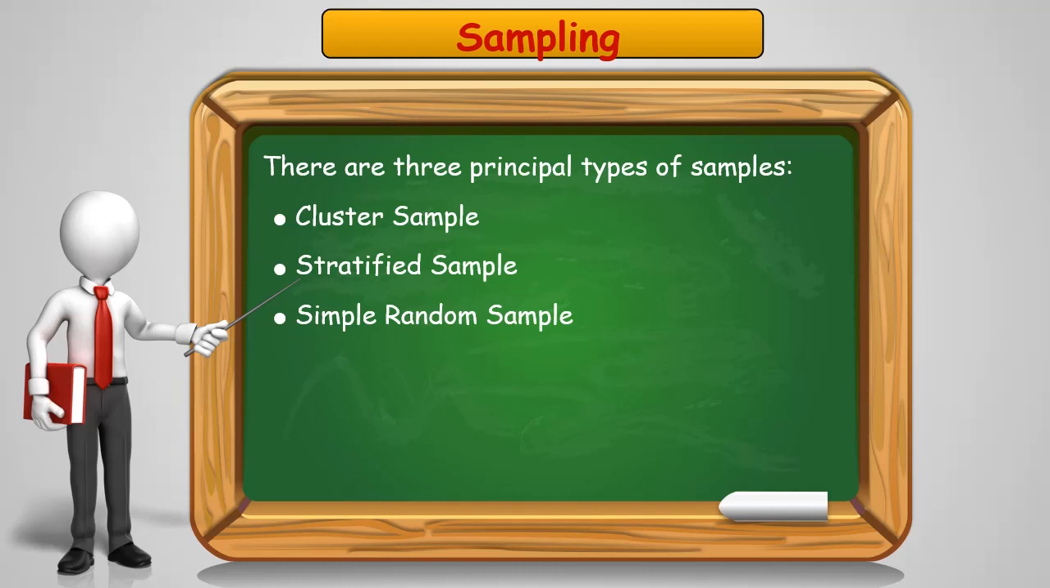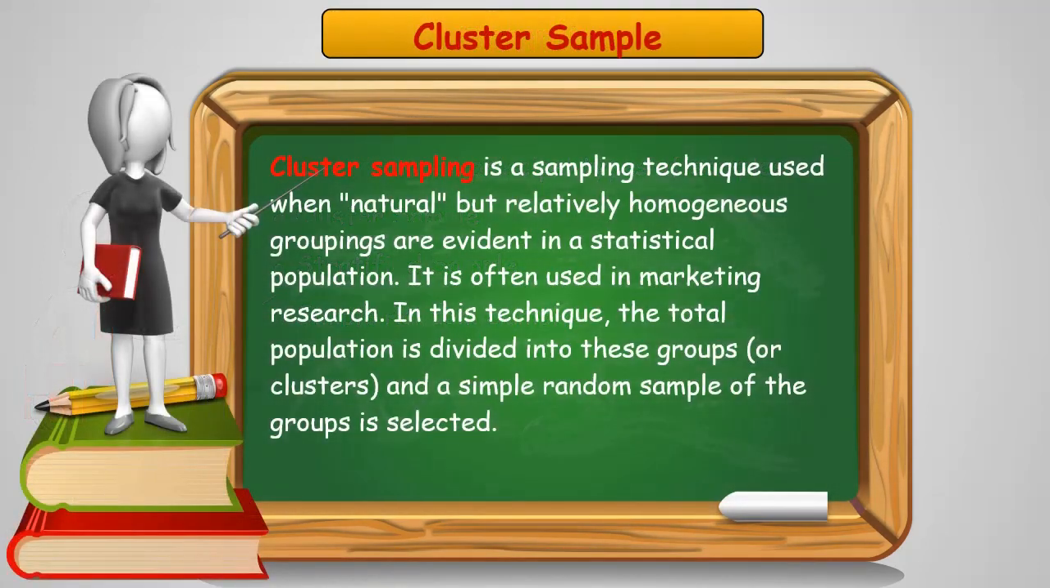So there are three principal types of samples that you can create from a population: a cluster sample, a stratified sample, and a simple random sample. Let's take a look at each. Cluster sampling is a technique used when there are naturally homogeneous groupings that are evident inside of a population. Usually this would be done in market research. The total population is divided into a set of groups, which we'd call clusters, and you'll see that demonstrated in KNIME, how we use cluster management, and then a simple random sample of the clusters that were created.